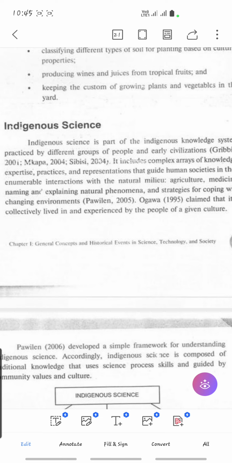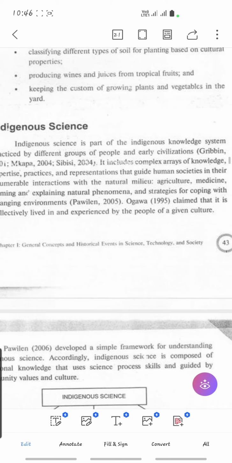So meaning to say, when we say indigenous science, it has been practiced by the group or by the ancestry that we have. This is called traditional science. Why is it called traditional science? Because it is practiced by our ancestors or ancestry. This is practiced by an early civilization.